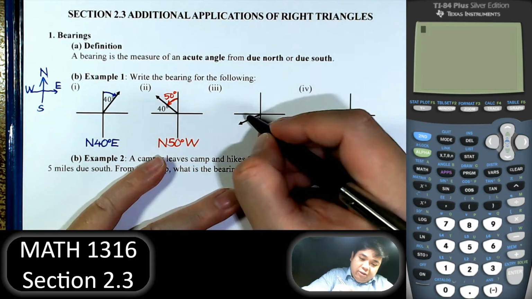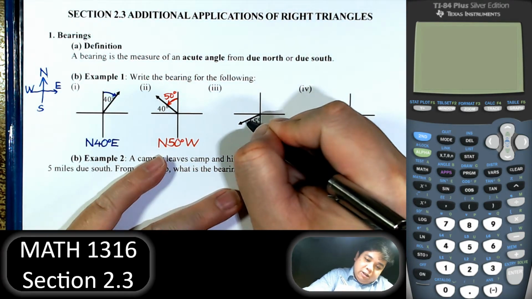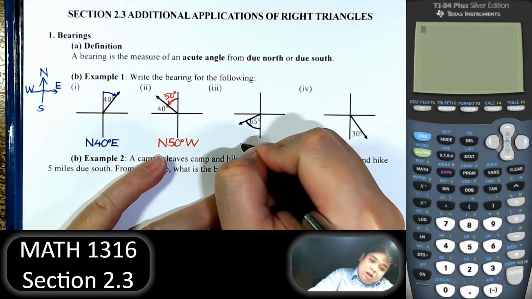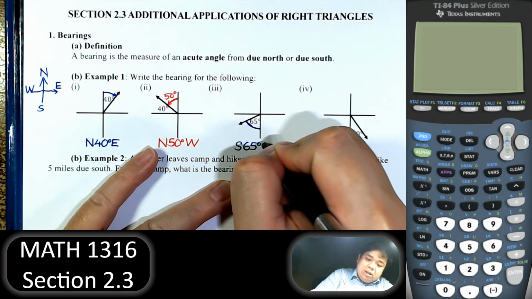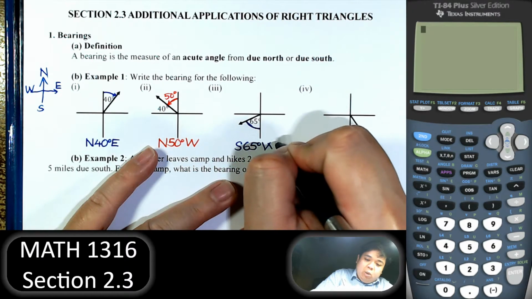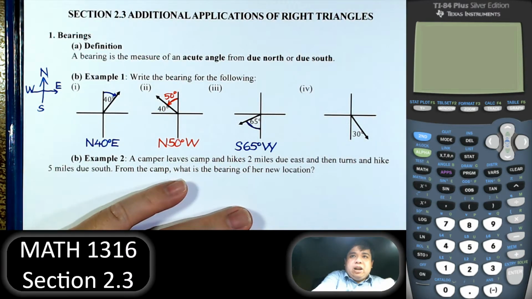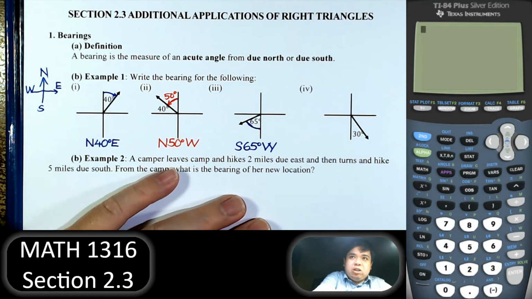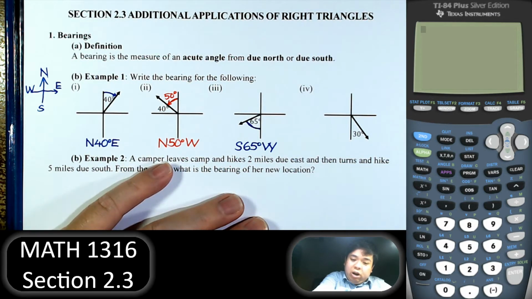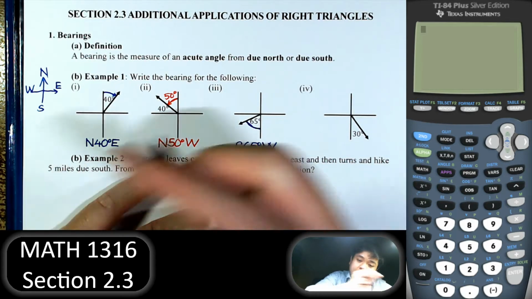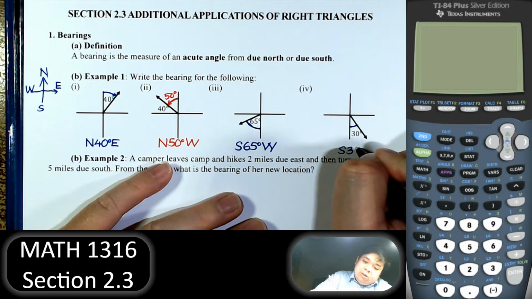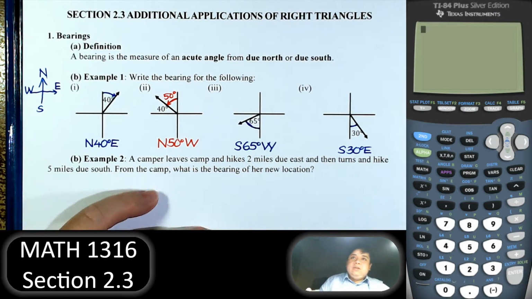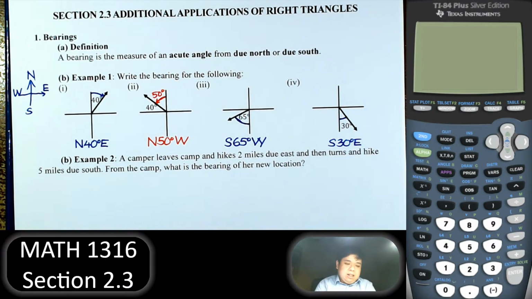We can also have, with respect to this south, 65 degrees. So we start from south, 65 degrees on the west side. Of course, there are different ways to write the direction too, but this is one way to write the bearing. And this one is south 30 degrees on the east side. Easy enough. Now, here's an example.